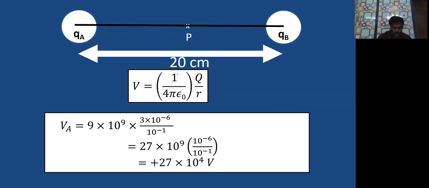If you see here, 27 into 10 power 9 into 10 power minus 5. 10 power 9 and 10 power minus 5 will become 10 power 4. So the value of potential here, VA, is equal to, what is the value? 27 into 10 power 4 volts. I kept a plus sign here to make you understand that QA is a positive charge, so positive potential.